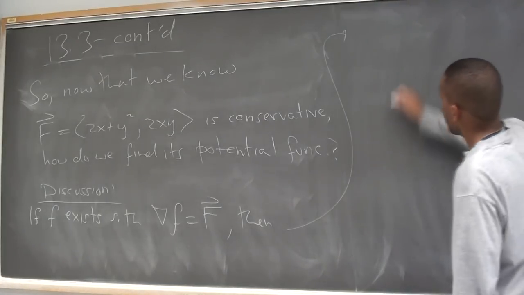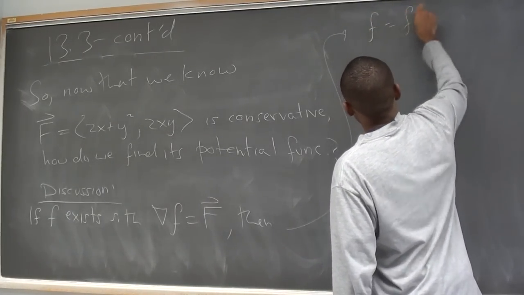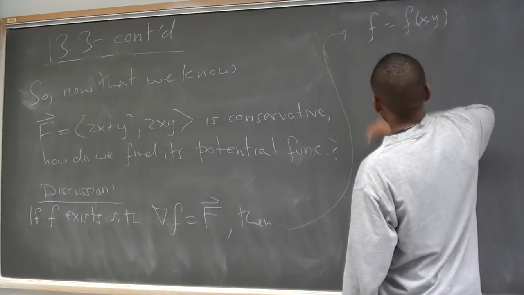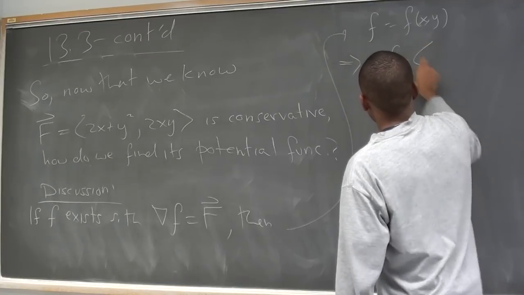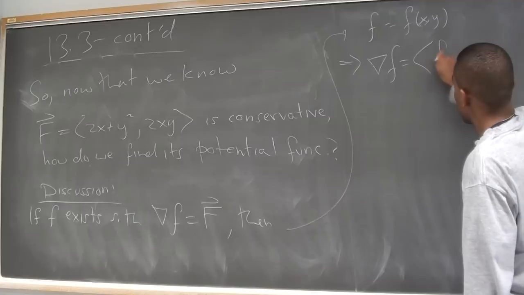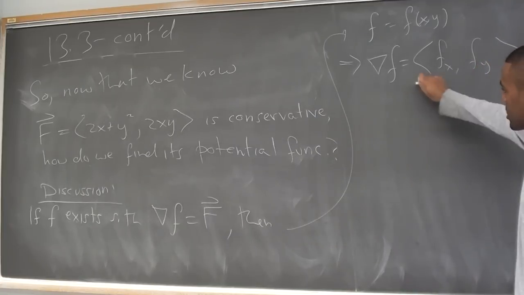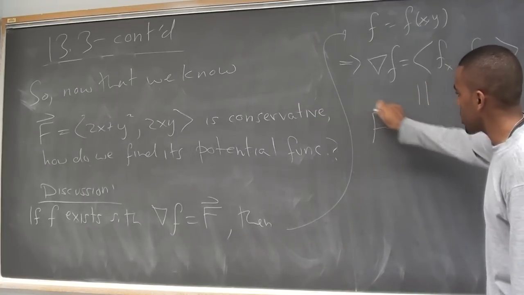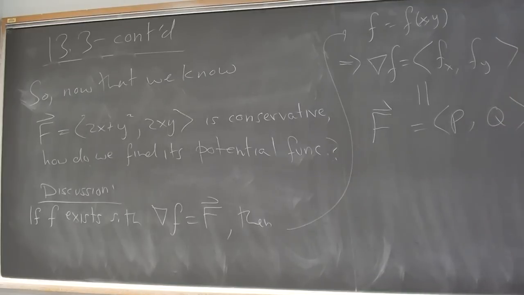We remember from our formulas that if f is a function of x and y, we're only in 2 dimensions for the moment, then the gradient of f is what? Partial of f with respect to x and partial of f with respect to y. Now if I say that this is equal to this vector function F, which I define to be P and Q, what does that mean? The P must be equal to that, the Q must be equal to that.